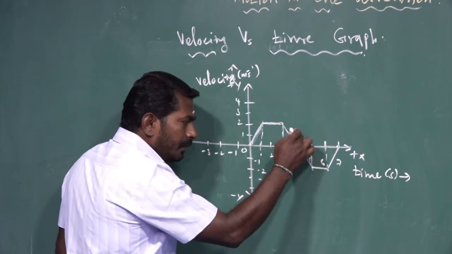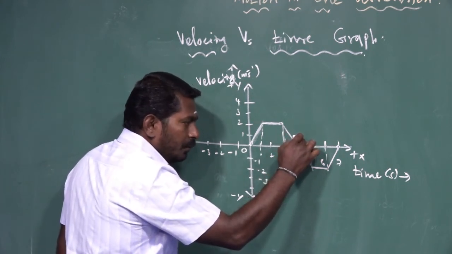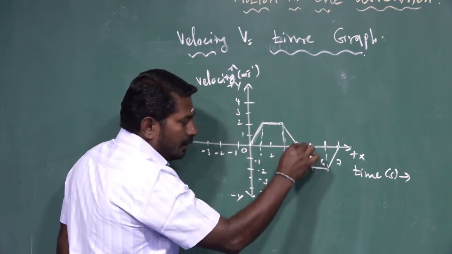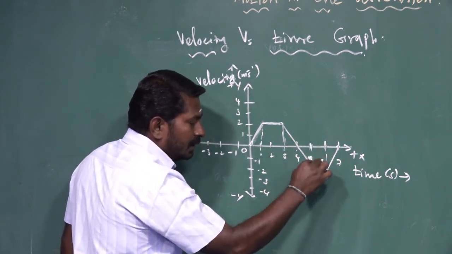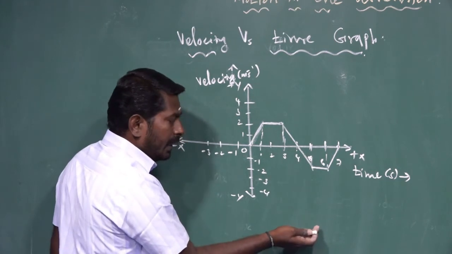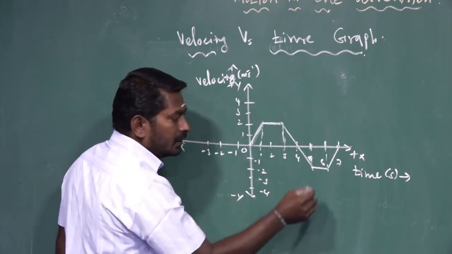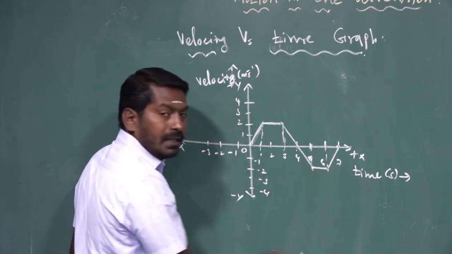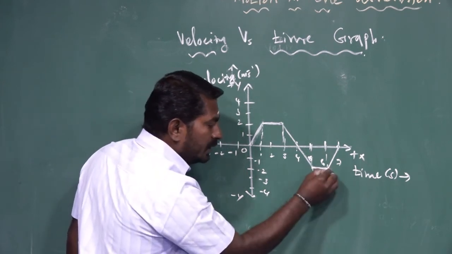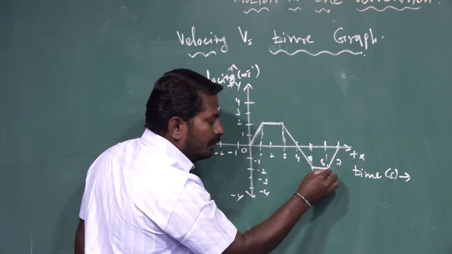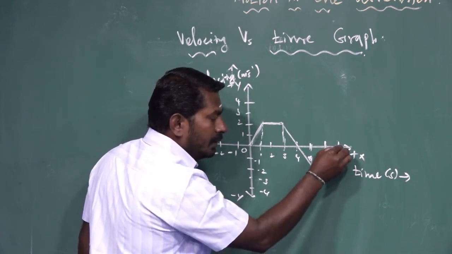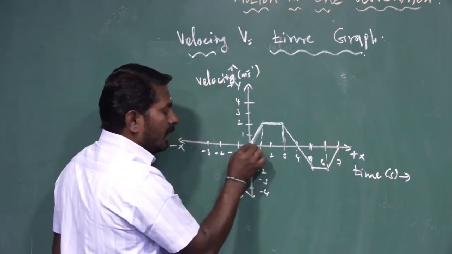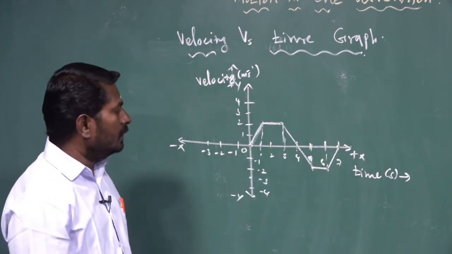Then from the fourth second to the fifth second, velocity increases at a constant rate but in the opposite direction, that is the negative y-axis. From the fifth second to the sixth second, velocity remains constant. From the sixth second to the seventh second, velocity decreases at a constant rate. At the end of the seventh second, velocity of your body is 0.